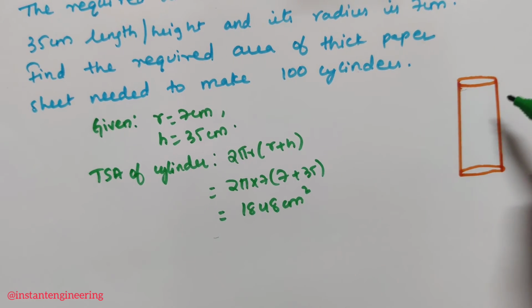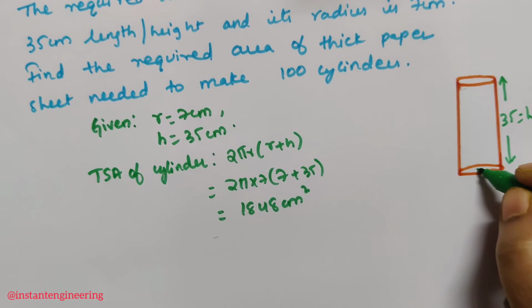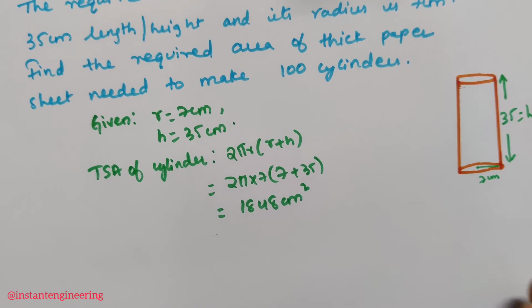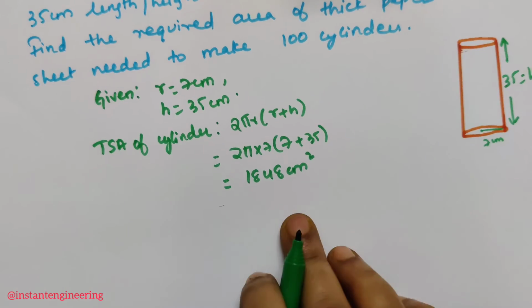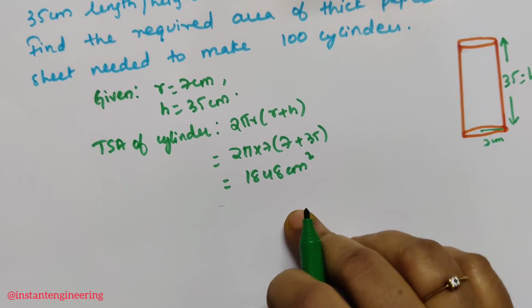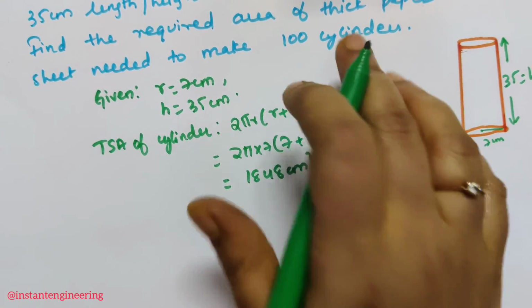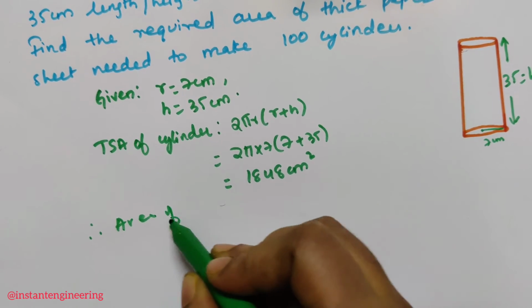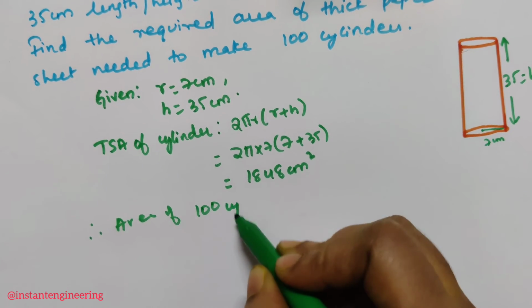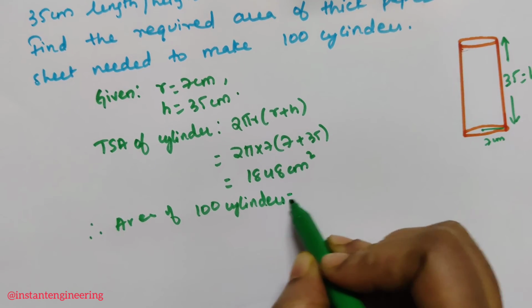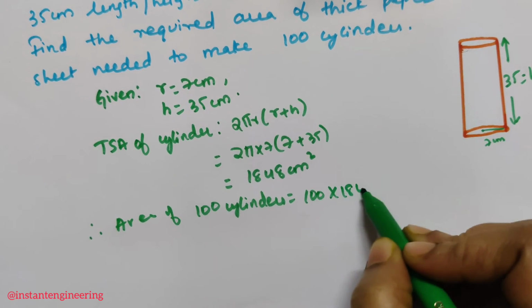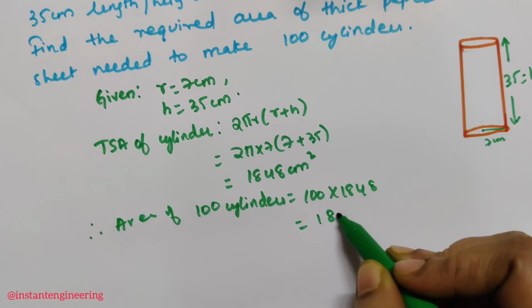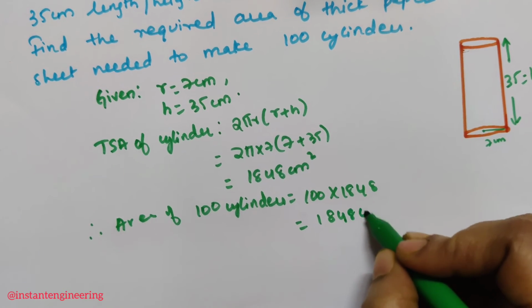I forgot to draw this. So this is the height, 35 centimeters, and the radius is 7 centimeters. Now we already got the area value. How much is needed for 100 cylinders? The area of 100 cylinders required is 100 into 1848, that comes to 184800 centimeters square.